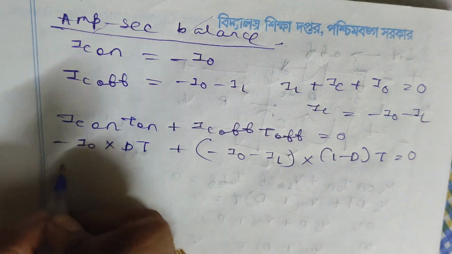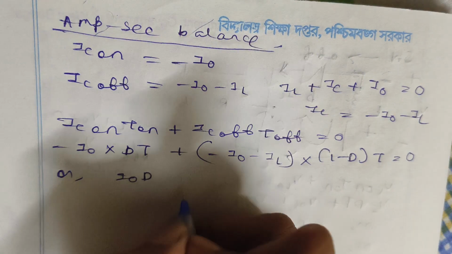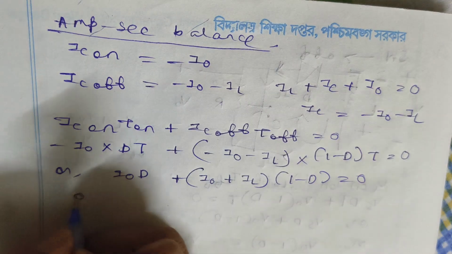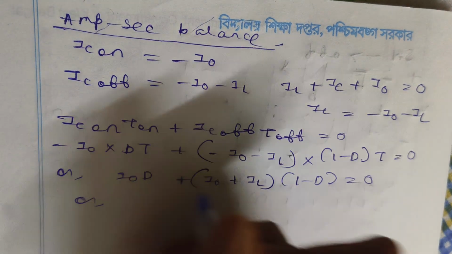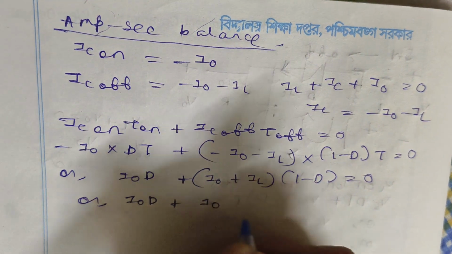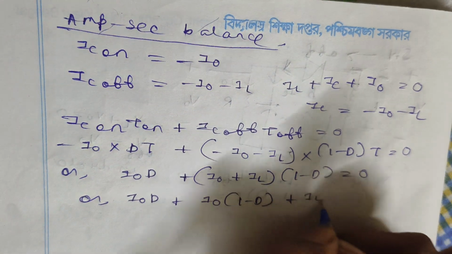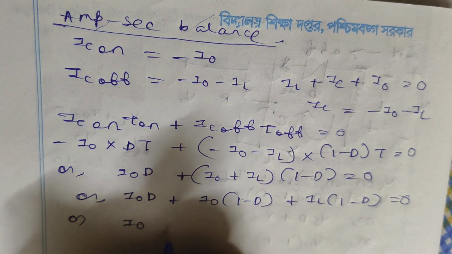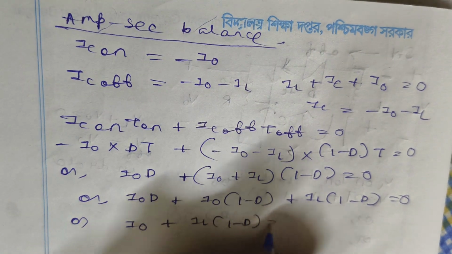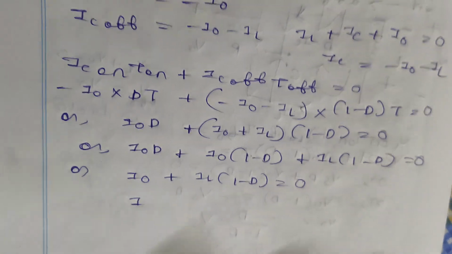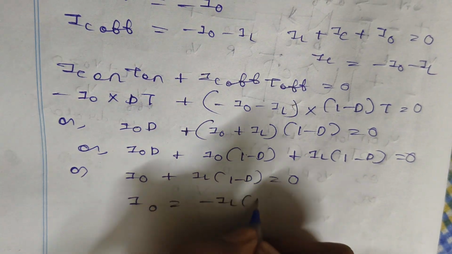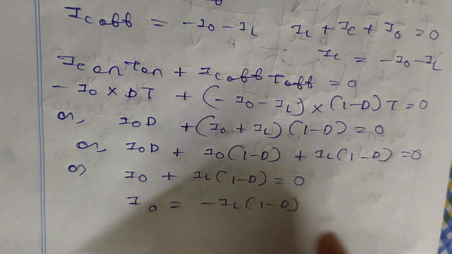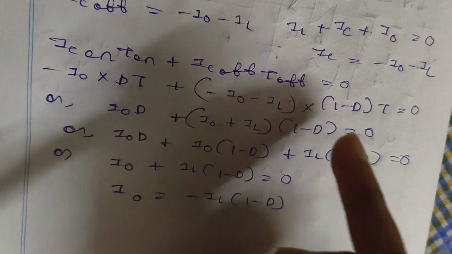Okay, T gets cancelled, minus minus gets cancelled, so I0 D plus (I0 plus IL) into 1 minus D is going to be equal to 0. Our target is to find I0, so I0 into D plus 1 minus D, so I0 plus IL into 1 minus D is equal to 0. So I0 is equal to minus IL into 1 minus D, as you can see.